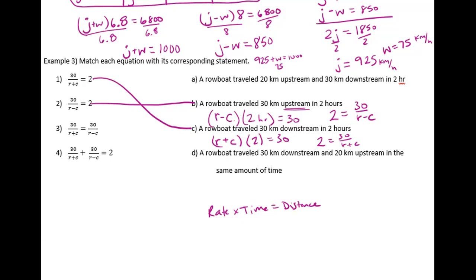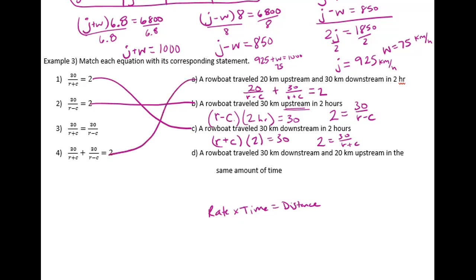Okay, upstream is going to be R minus C, and they went 20 kilometers. So 20 kilometers upstream, R minus C. Now we want to add the downstream. Downstream is going to be 30 kilometers, and that rate will be R plus C, because downstream we get to go faster. All of that was 2 hours. This rowboat was really, really going fast. So this one, with a little bit of rearranging, looks like number 4.